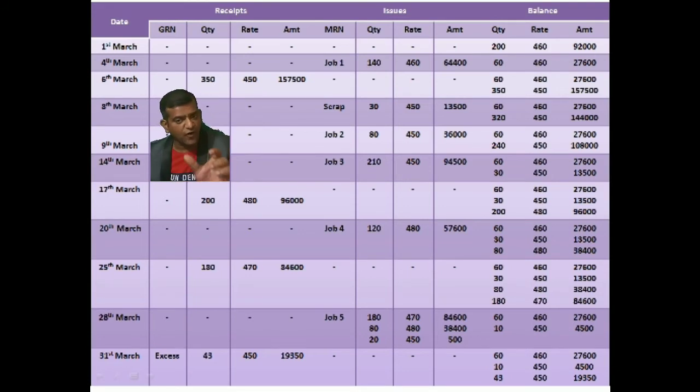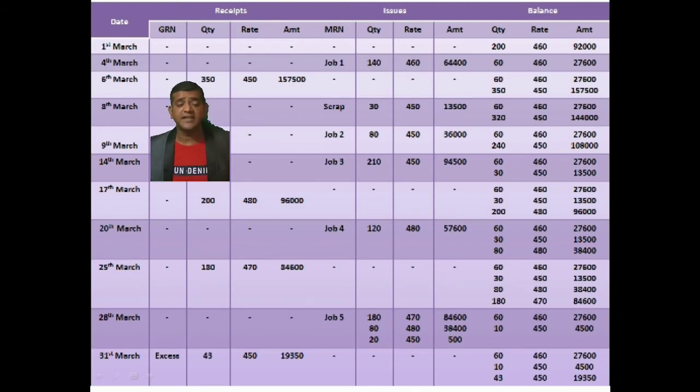So out of 240 tons, which is the last, on 9th March, the material which is at last I've taken. So 240 minus 210, which we have to consider. So the top one will remain the same, 60 tons at rupees 460, 27,600. 240 tons at 450 rupees. Out of that, I have issued 210 tons of material. So left with 30 tons, because 240 minus 210 is 30 tons at the rate of 450, 13,500 rupees.